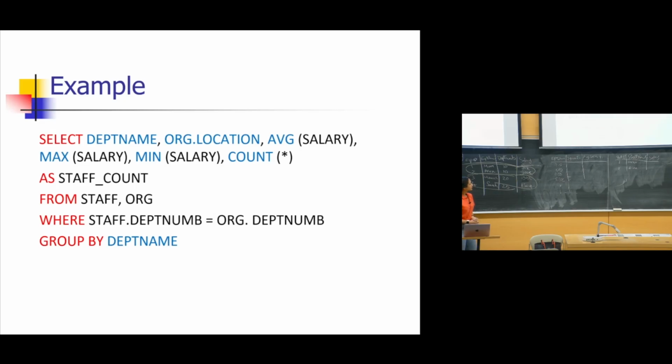Now, average salary for each department is some values. And this is organization location. Can you tell me what is the problem with this query? What is the column in the group by? Department name. If you are grouping by department name, what is the limitation on your select part of the statement?